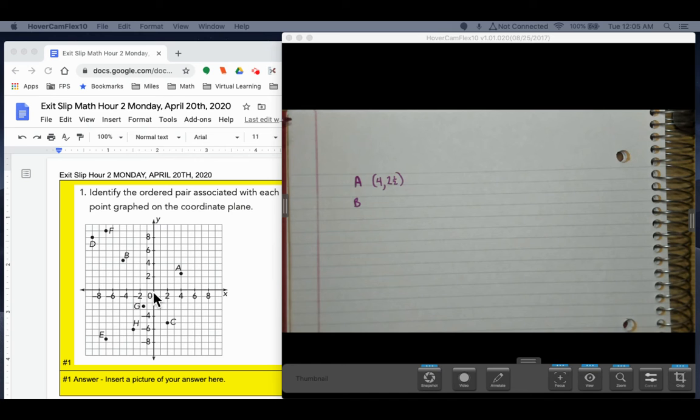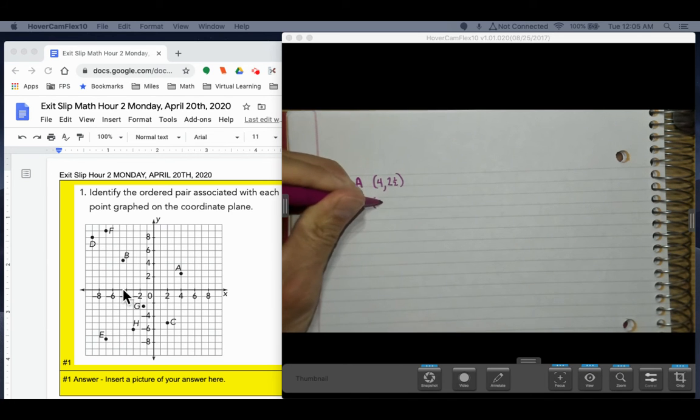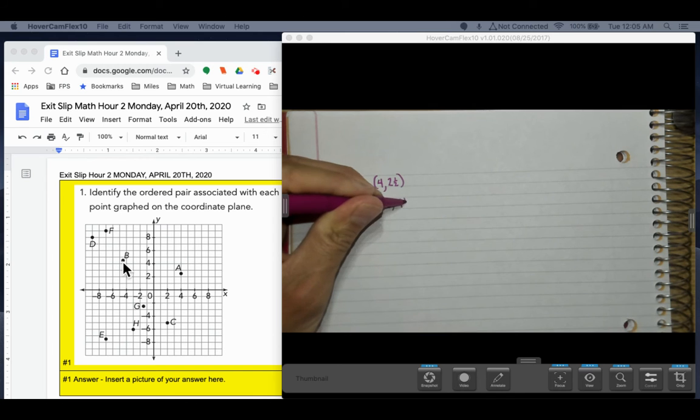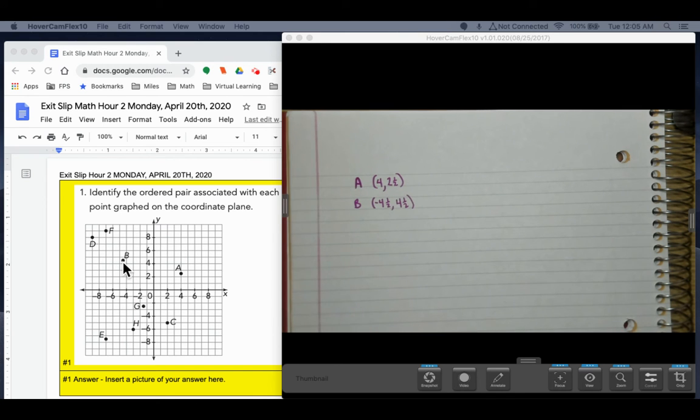So B, I go -4.5, and then I go up to +4.5. And if you have 4.5, -4.5 and 4.5, that is fine. And now I gotta find C.